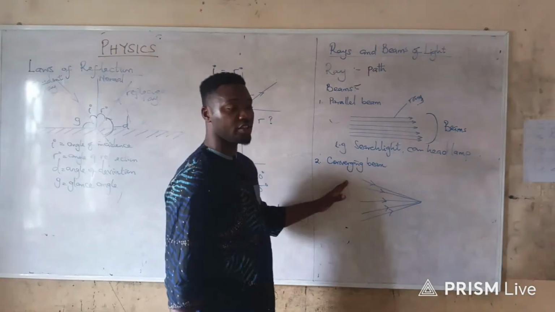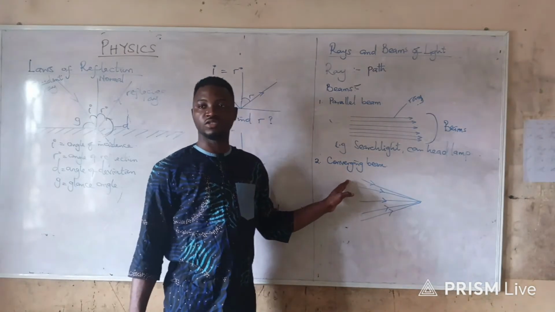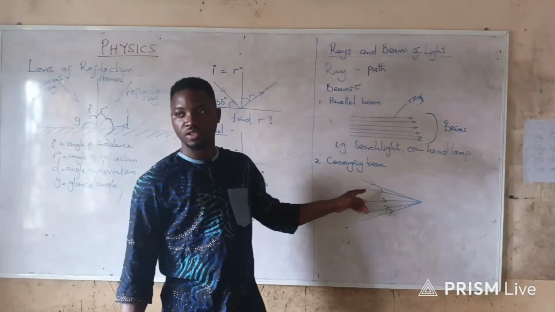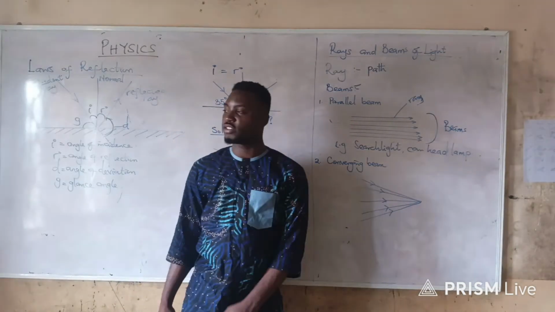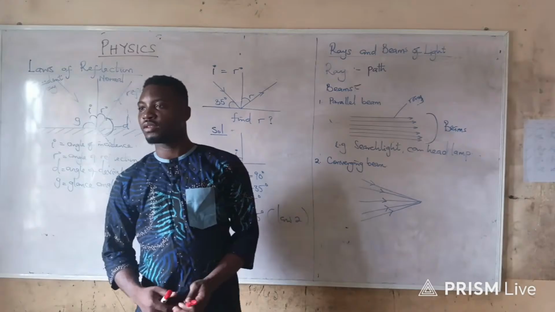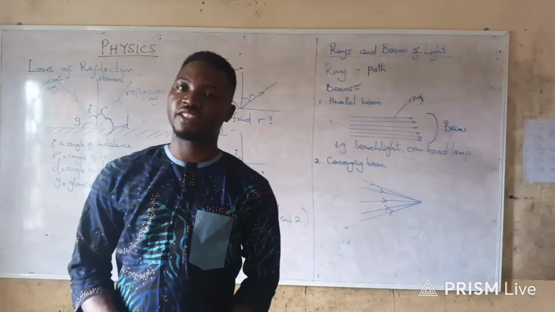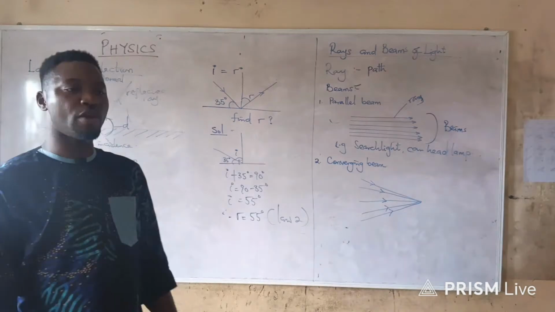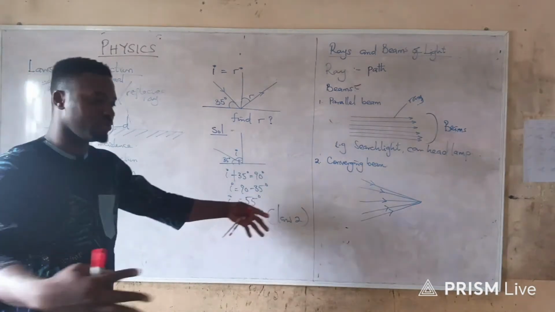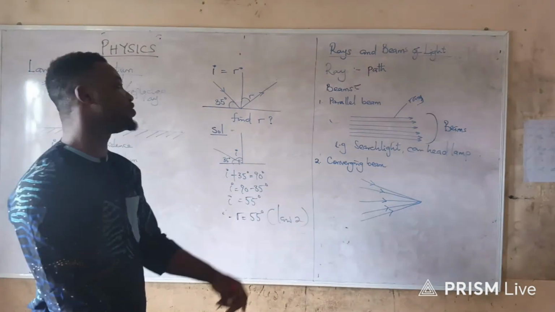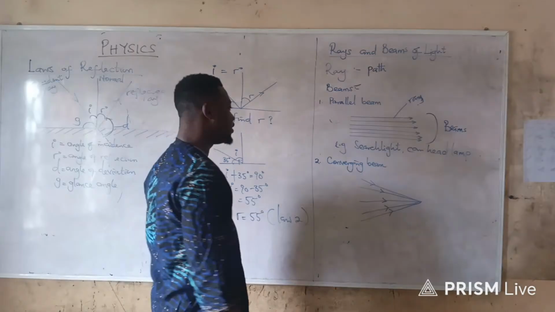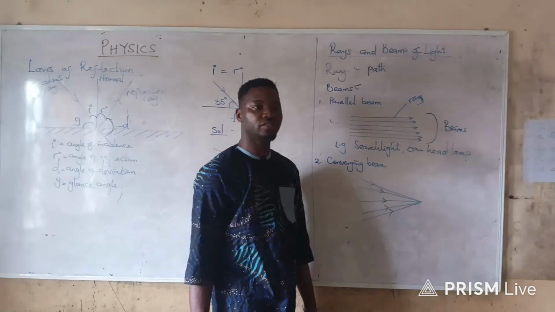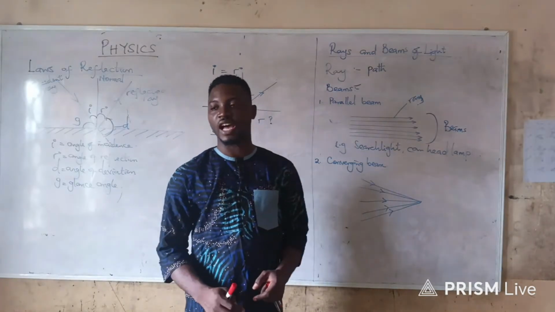Who can define this? It contains rays that meet at what? At a point. It contains rays of light that meet at a point. That is why we call them converging. They converge. They contain rays of light that meet at a point.